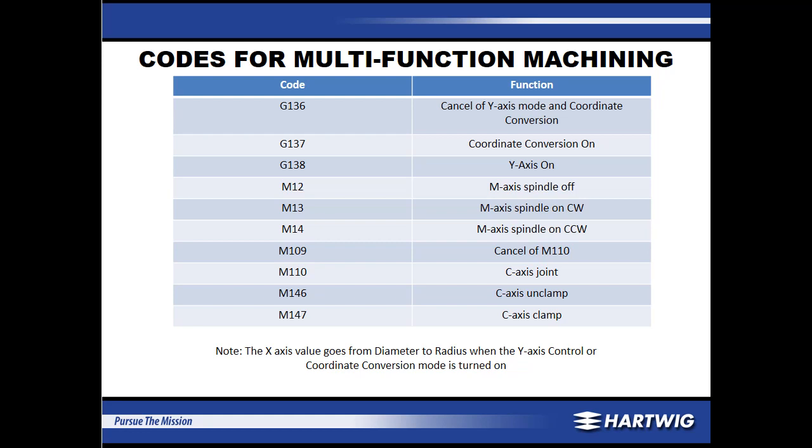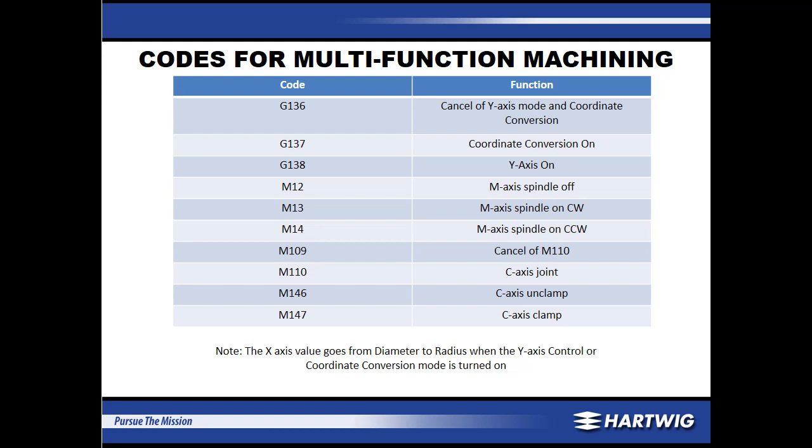To perform C-axis milling, M110 engages the C-axis joint. You must use M110 to engage the C-axis before turning on the live tool spindle, or the machine will alarm out. Just the same, you must turn off the live tool spindle before commanding M109 to release the C-axis joint, or the machine will alarm.